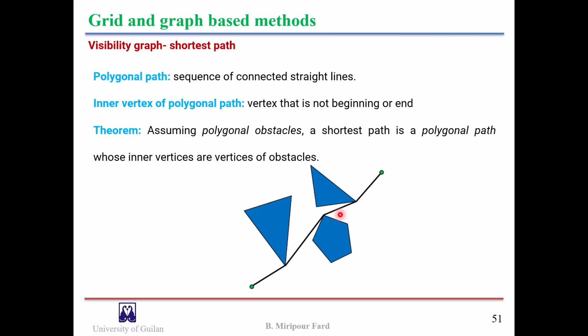Let's now state this theorem. Based on this theorem, assuming polygonal obstacles, its shortest path is a polygonal path whose inner vertices are vertices of obstacles. By this theorem, the segments on a shortest path are visibility edges, except for the first and the last segment. To make them visibility edges as well, we add the start and the goal positions as vertices. With this visibility graph as our roadmap, we can now determine the shortest path by some algorithms.